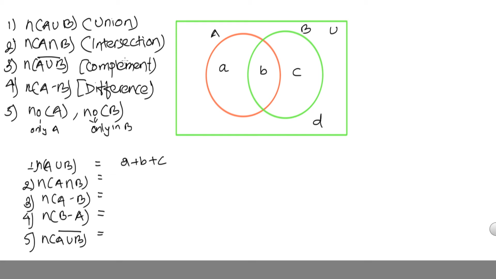The other operation we should know is intersection. What is A intersection B? A intersection B is the common element of A and B, so it's only C.